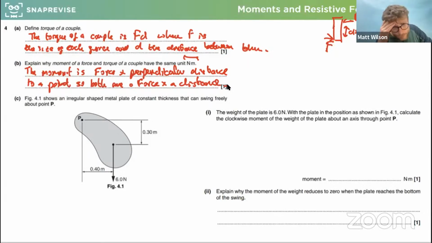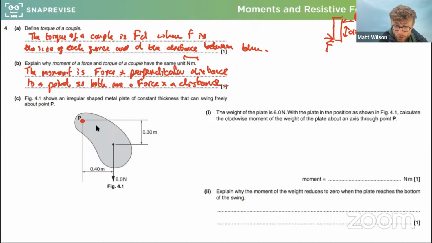Okay, part C. Figure 4.1 shows an irregular shaped metal plate of constant thickness that can be swung freely around point P. Okay, so we're swinging around this fixed point. So if we're going to calculate moments, it will probably be around there. The weight of the plate is 6 newtons. That's in the picture. Good. With the plate in the position as shown in figure 4.1, calculate the clockwise moment of the weight of the plate around an axis through point P.